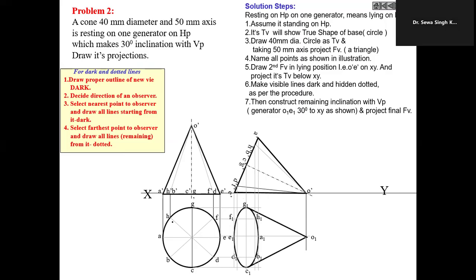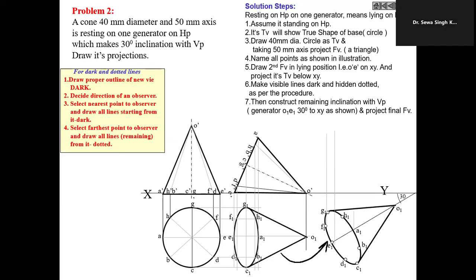And complete the view. Now, considering the inclination with VP, we have to redraw this view, then project it to the front view, locate points, and complete the view.